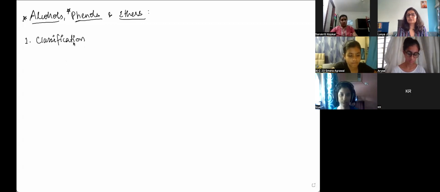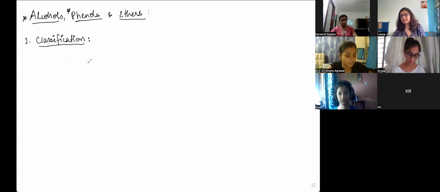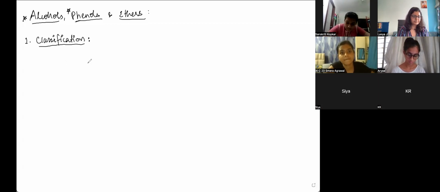Okay, so starting with classification of alcohols, you'll see a lot of overlap with whatever classification you had back in haloalkanes, haloarenes. So multiple ways of classifying it. The first one is based on the number of alcoholic groups. Number of OH groups.